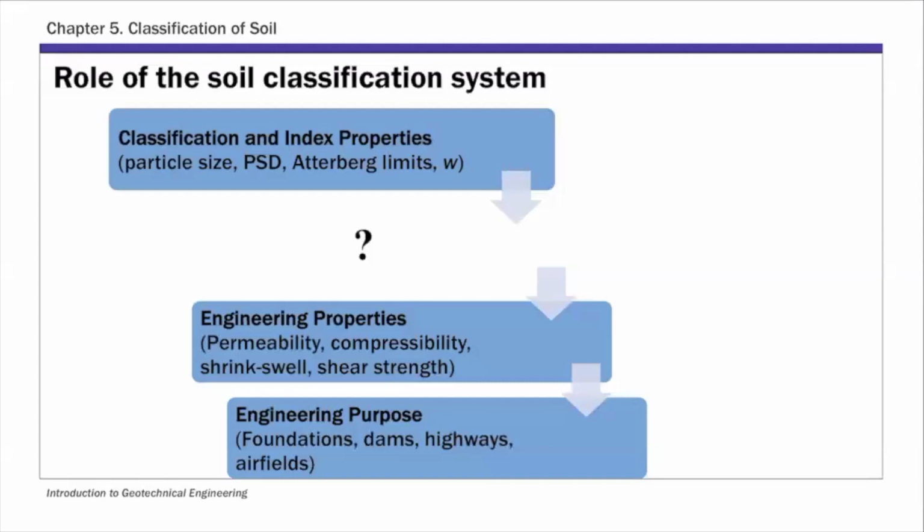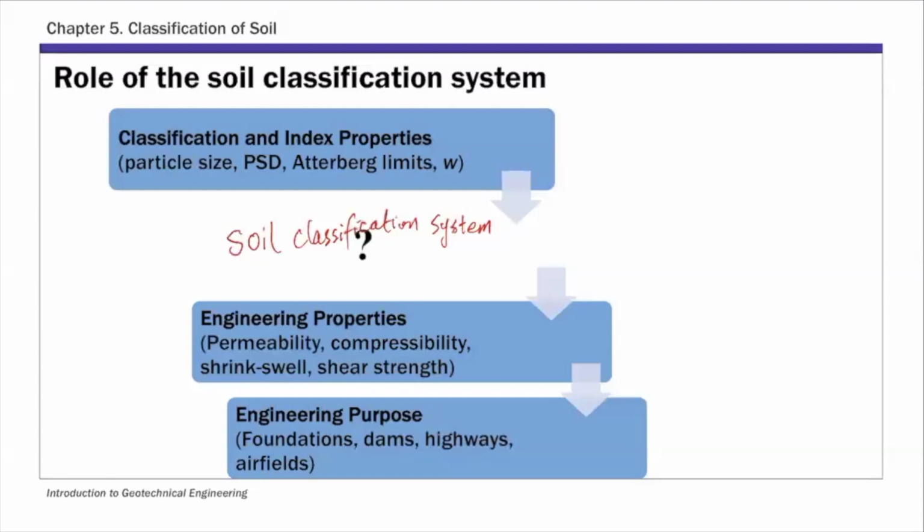There is a missing link between what we have discussed so far and engineering properties. The soil classification system is actually that linkage. Given index properties, such as particle size, Atterberg limits, and plasticity, we fit them into a soil classification system. By classifying soil into different groups, we know the probable engineering behavior of that soil, of that group. So soil classification really is this missing link.